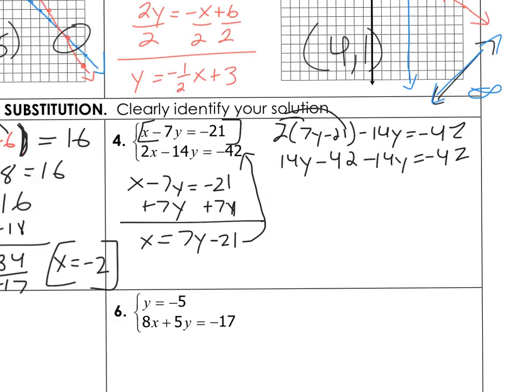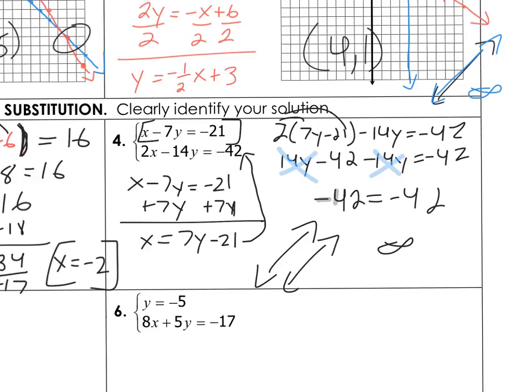If you notice, the 14y's are going to cancel. That means we're going to just be left with two numbers. So remember, if you're just left with two numbers, you have one of two possible outcomes. It means either that you have no solutions, which would mean that you have parallel lines, or you have an infinite amount of solutions, which means you had the same line on top of each other.